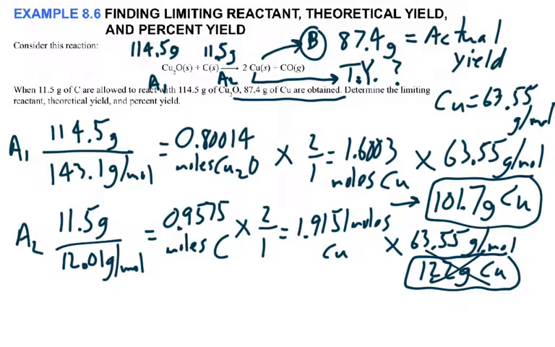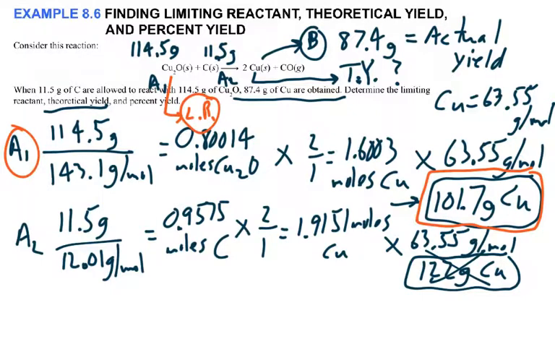So when they ask you who the theoretical yield is, it is right over here. It is 101.7 grams of copper. That is also known as the expected yield. If we were perfect, that's how much copper we were supposed to make. Now they also want who's the limiting and the excess reactant. Well, A1 was this first reactant over here, Cu2O. He is our limiting reactant. That means that the one that gave us the higher answer, which was carbon, that's the excess reactant.